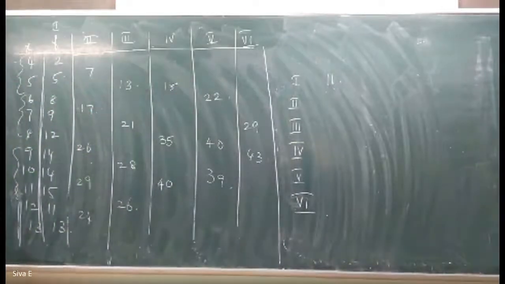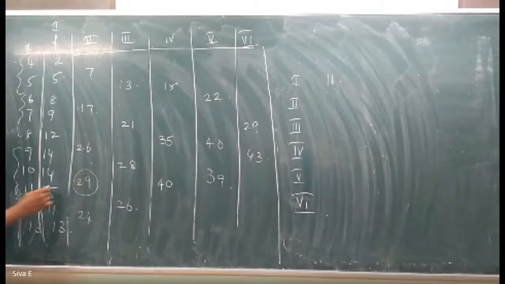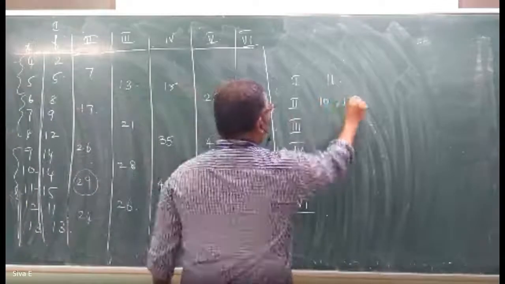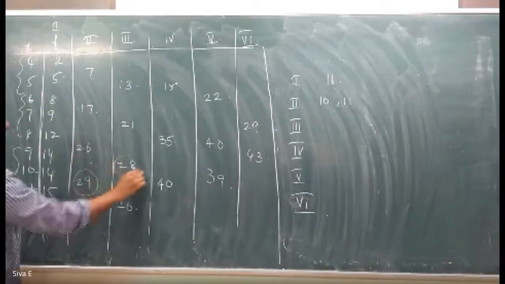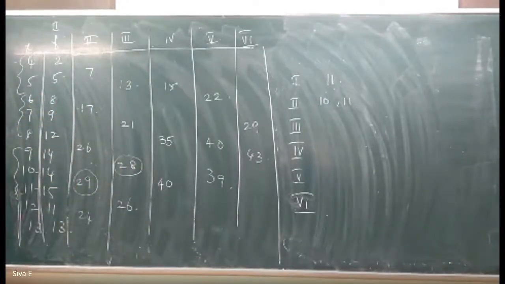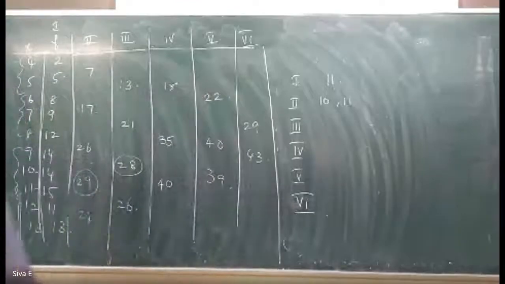11. Okay. Next one, in the second column, which one is the highest? 29 is the highest one. So what is the respective number? 10 and 11. From the third column, what is the maximum number? 28 is the maximum number. For the 28, what is the respective item? 9, 10. Third one, 9, 10.